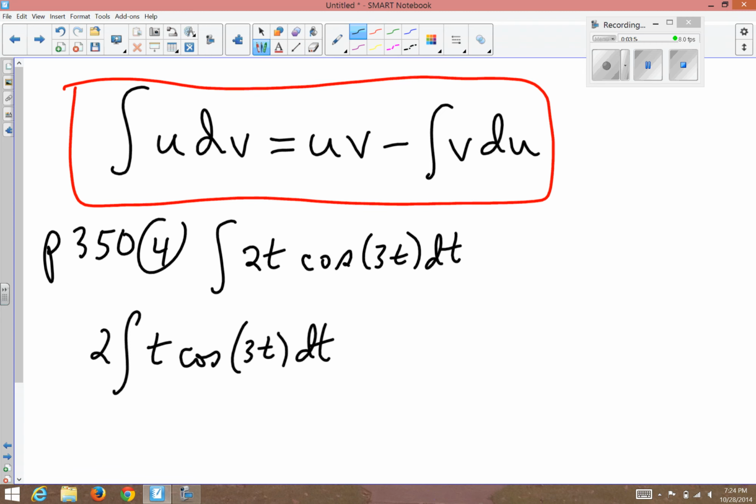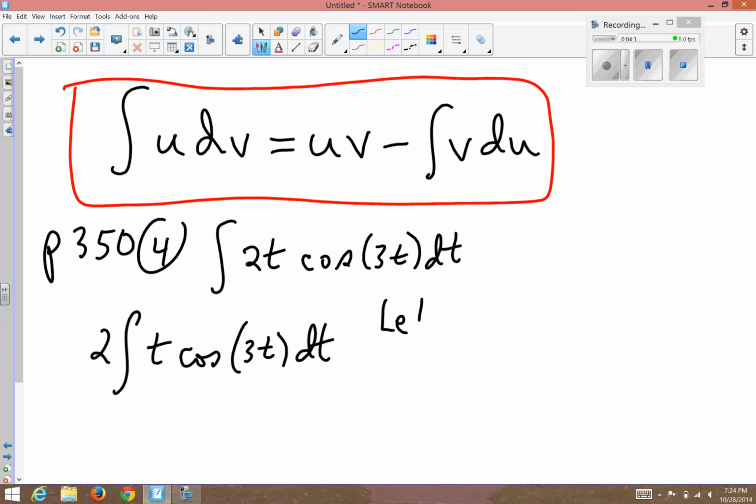And you should think about how this is impossible to do using integration by substitution. Integration by magic chalk just won't work here. Try it and you'll see. So we're going to use the method called integration by parts.